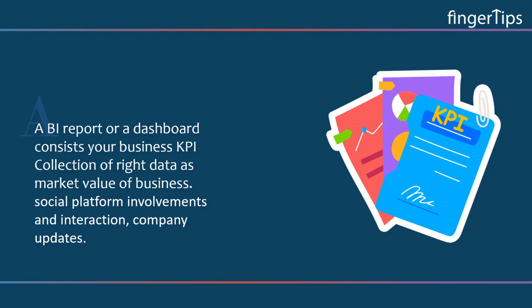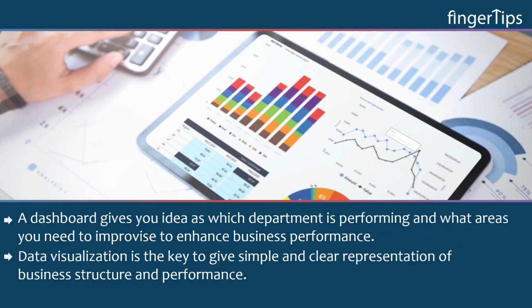Similarly, a BI report or a dashboard consists of your business KPIs, which has a collection of the right data such as the market value of your business, social platform involvements and interactions, and company updates. A dashboard gives you a clear idea as to which department is performing and what areas you need to improve in order to enhance business performance. Data visualization is the key to giving a simple and clear representation of business structure and performance.